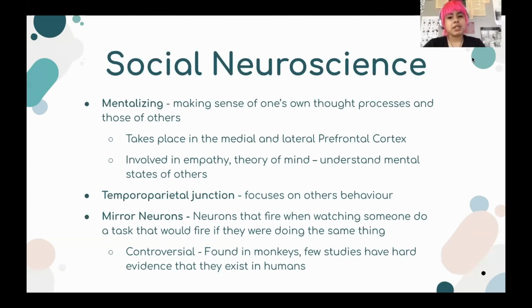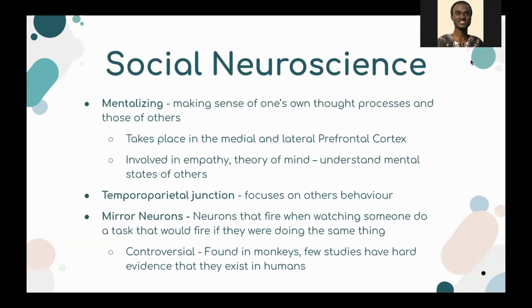Mirror neurons, though, differ in that they fire when watching someone do a task, as they would fire if they were doing the same thing. But it's also important to note these neurons are controversial in the neuroscience community, as they are found in monkeys, but few studies have hard evidence that they exist in humans.